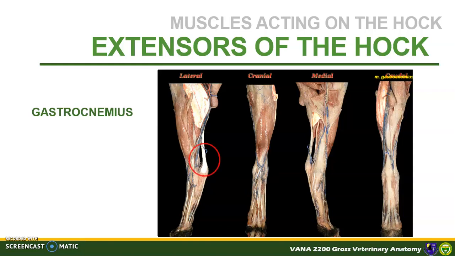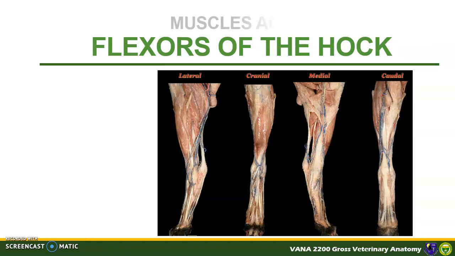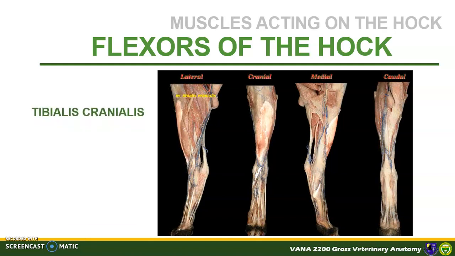The tendons of the gastrocnemius and the superficial digital flexor make up the bulk of the common calcanean tendon or the tendon of Achilles. For the flexors, we have here the tibialis cranialis. It is the most superficial muscle of the cranial crural surface and is fleshy throughout most of its length.